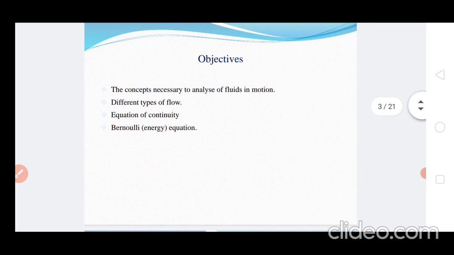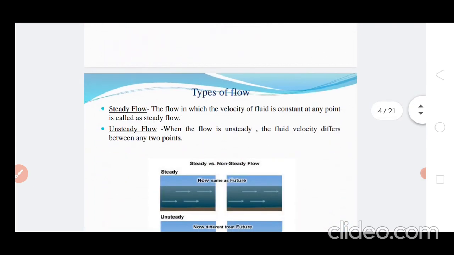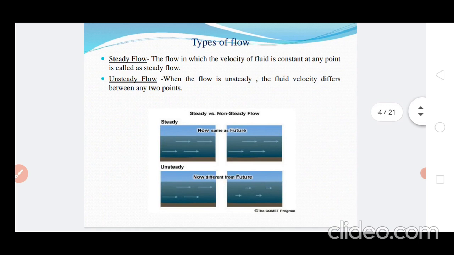The objectives of this chapter in part 1 series: at first, different types of flow, equation of continuity and Bernoulli's equation, that is the energy equation. Now, I am going to discuss types of flow. At first, in this figure, steady flow and unsteady flow. What is steady flow and what is unsteady flow? Now I am going to discuss.